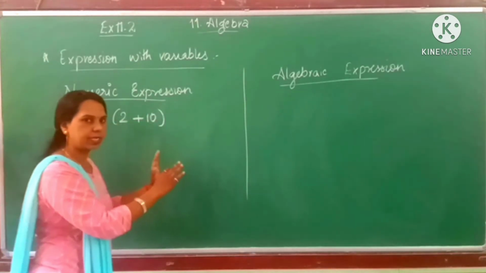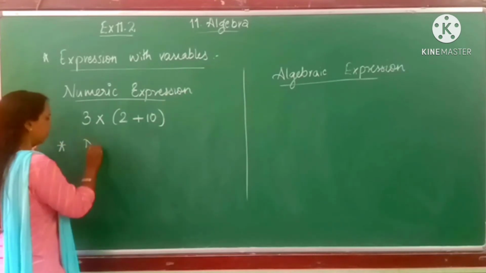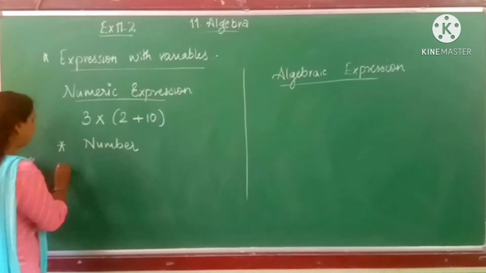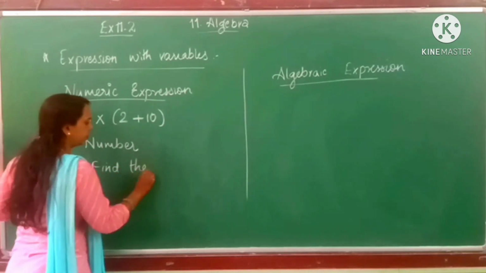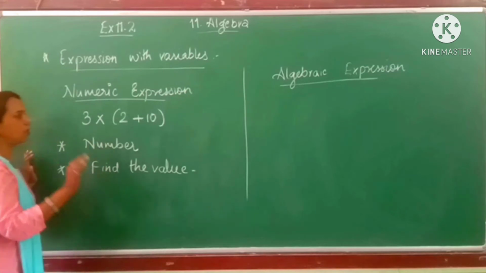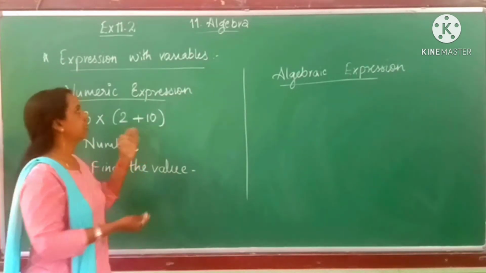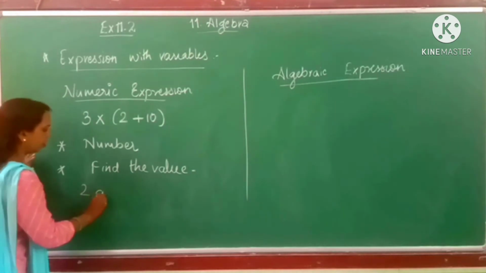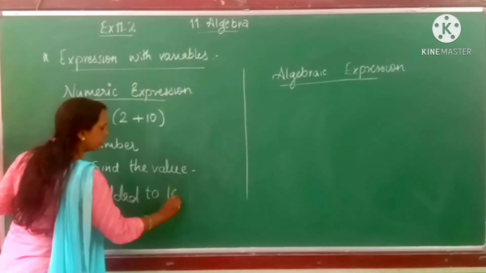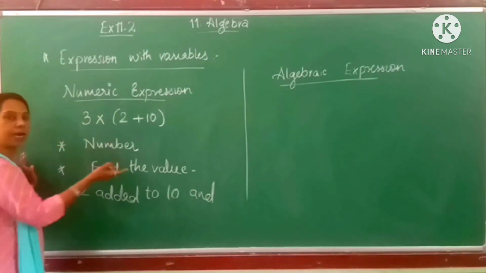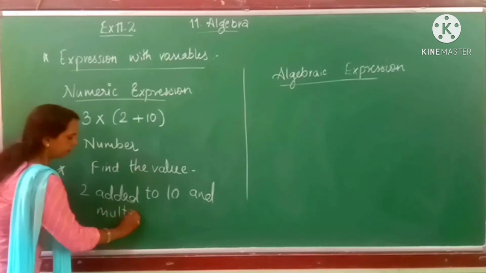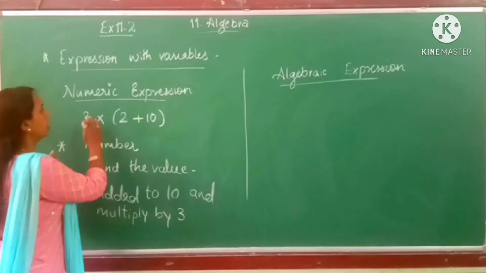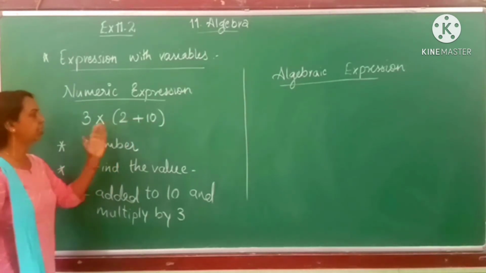Here all the numbers are used, and we can find the value of this expression. Now we can express this numeric expression in words. For example, 2 added to 10 and afterwards multiplied by 3. In words we can express this numeric expression with the operations addition and multiplication.